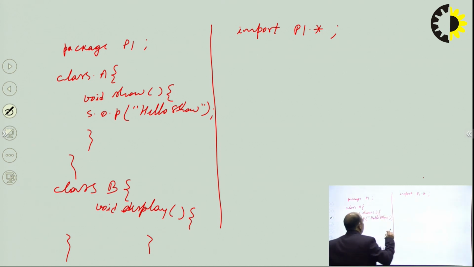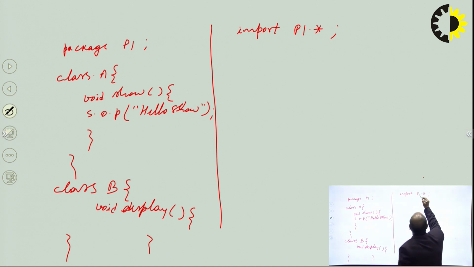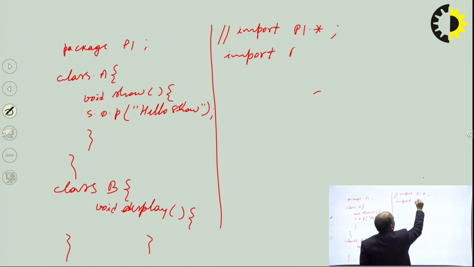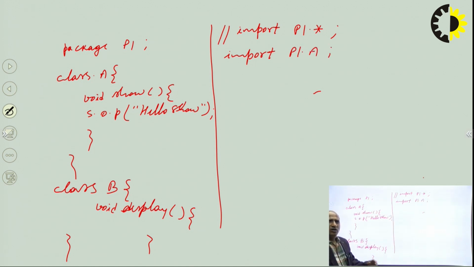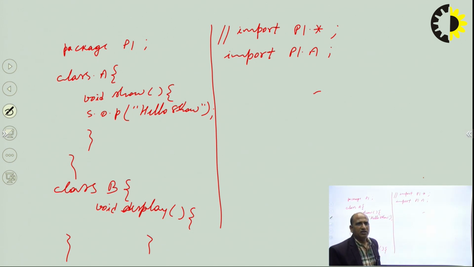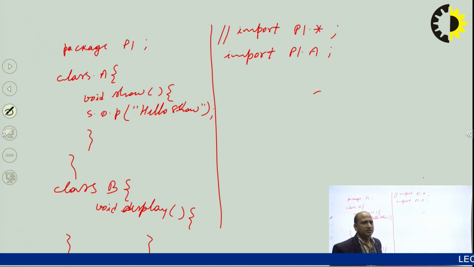But if I want to access exclusively only class A, then I can write it in another way. I can write import p1.A, meaning I am not importing all the members of this package p1. I am importing only the A class of package p1. To do it, I have to write like this.